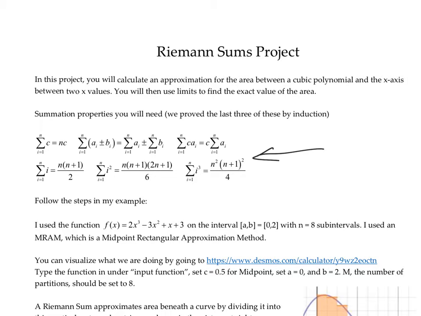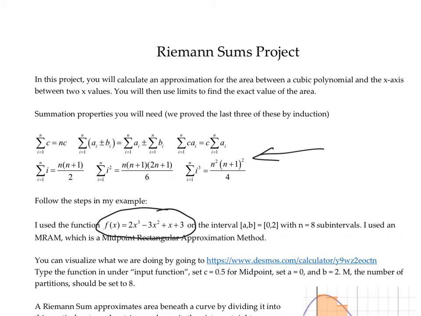So in my example, I use the function f of x equals 2x cubed minus 3x squared plus x plus 3. I chose to do it on the interval from 0 to 2 with 8 subintervals. I also chose an MRAM, which is a midpoint rectangular approximation method.